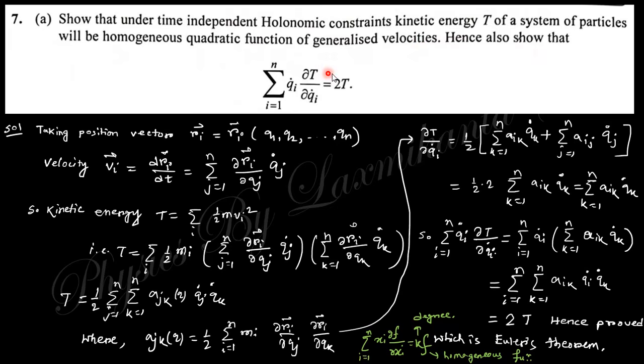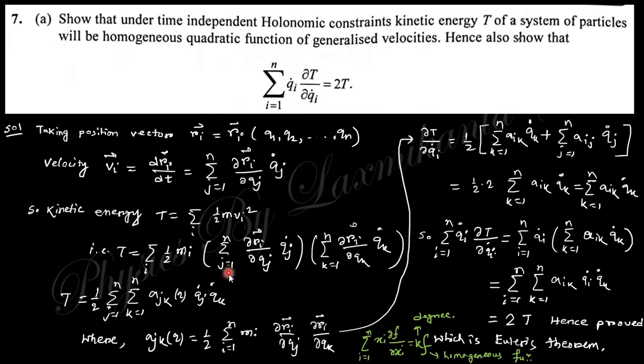Hence, we need to find out that T is a homogeneous quadratic equation of velocity. If we take the position vector r, which is a function of the generalized coordinates q1, q2, up to qn, the corresponding velocity is nothing but dr_i by dt. So if you take the partial derivative with respect to the different generalized coordinates and their corresponding velocity terms, the kinetic energy is nothing but half mv square. Their dot product gives you the summation of these two things.